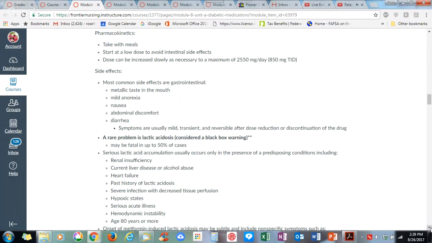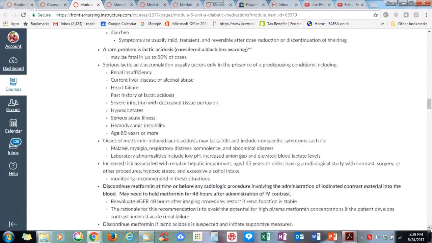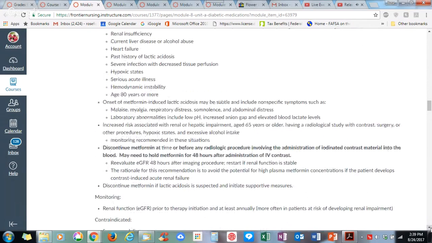A rare problem is lactic acidosis, which is considered a black box warning. May be fatal in up to 50% of cases. Serious lactic acid accumulation usually occurs only in the presence of a predisposing condition, including renal insufficiency, current liver disease, or alcohol abuse. Heart failure, past history of lactic acidosis, severe infection with decreased tissue perfusion, hypoxic states, serious acute illness, hemodynamic instability, age 80 or more.